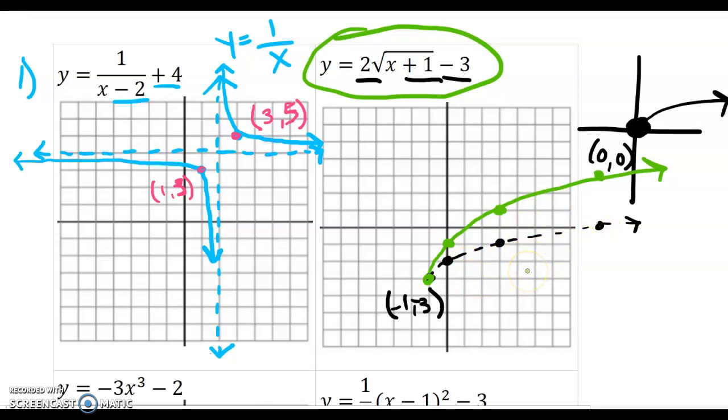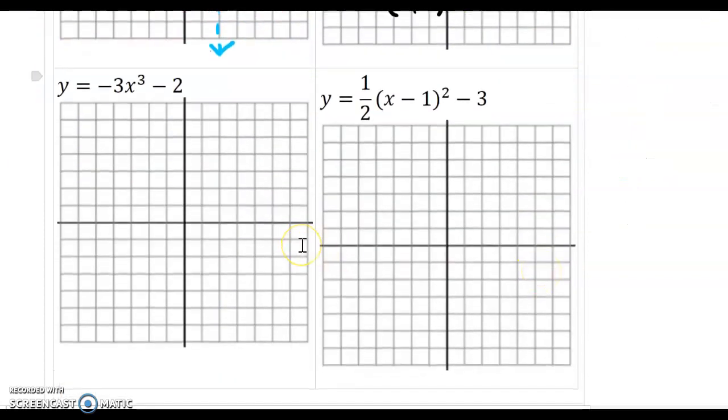So excellent. Let's move on to 2 more. I'm going to go a little bit quicker, okay? So this function here, call this number 3. We've been shifted down 2 units, and we've been vertically stretched by a scale of 3, and we've been reflected over the x-axis. That's where that negative comes in. So again, my origin point, I know that's one of my key points on my cubic function. So I'm going to shift that down 2 units. That's where my new origin is going to be.